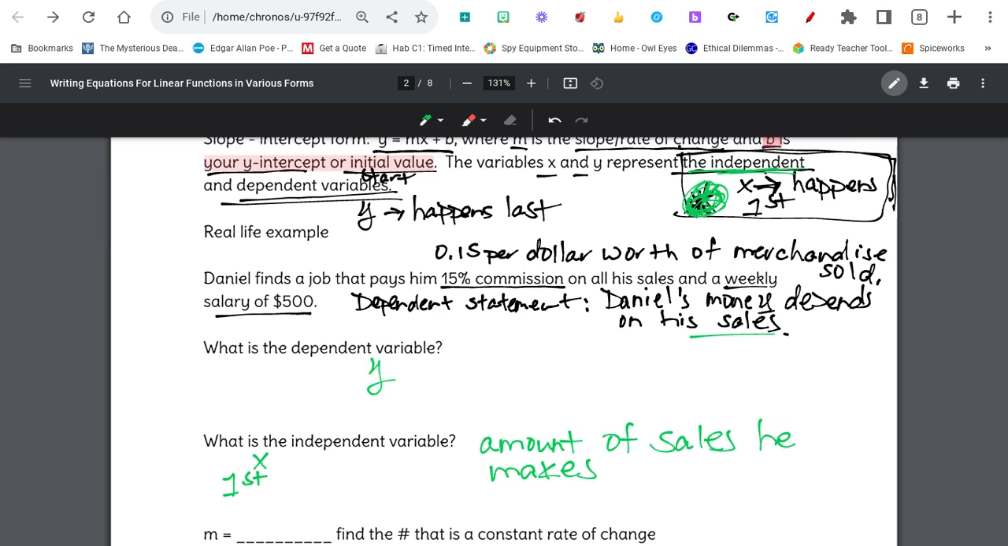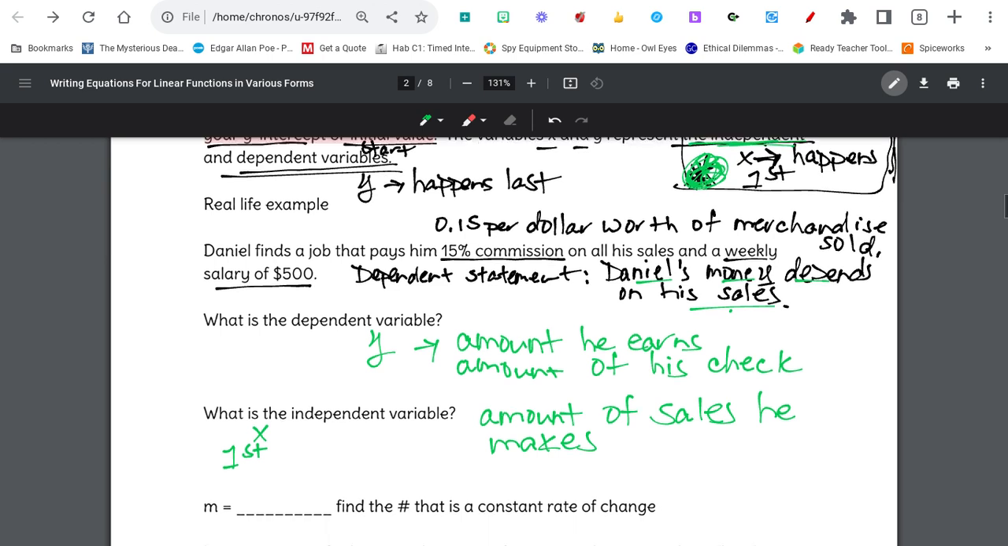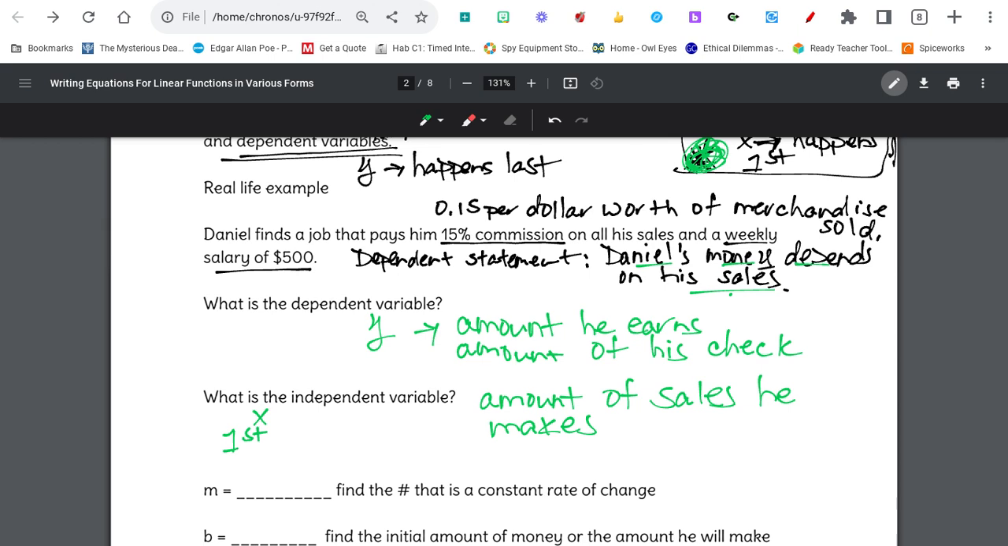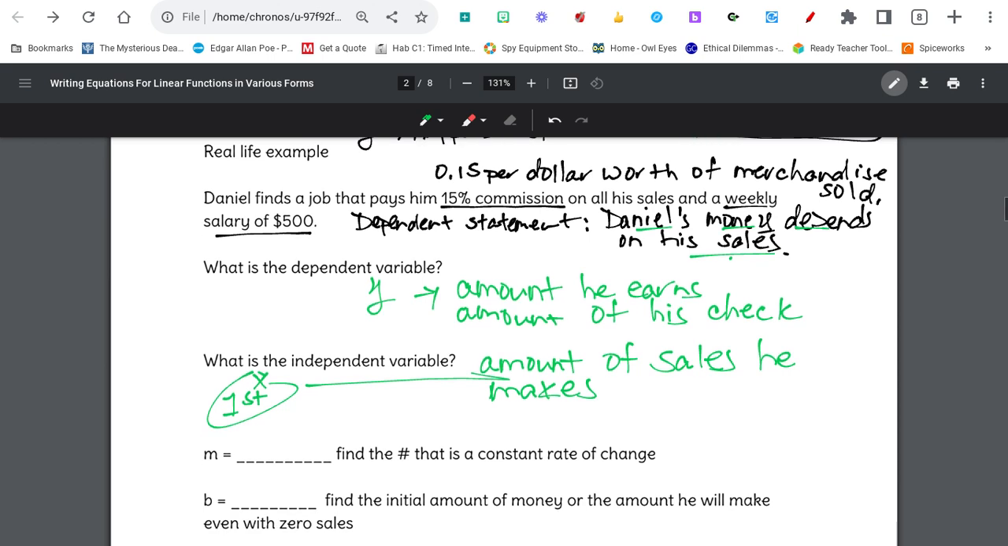And the dependent variable is our Y. And in my dependent statement, it says Daniel's money depends on his sales, okay? So this will be the amount he earns. Or you can say the amount of his check. So just think of it this way. He has to sell something to make some money. So since he has to sell something first, that's our independent variable. Making some money is what comes next, so that's our dependent variable.